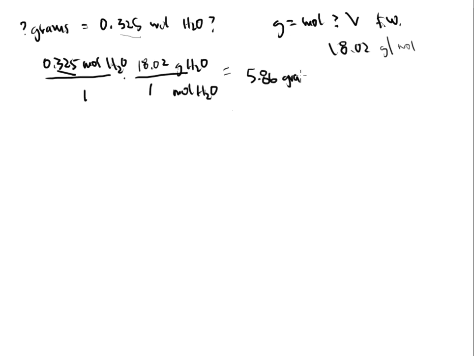5.86 grams. So what that means is that if I go into a lab and I weigh out 5.86 grams of water on a balance, and I look at it, physically look at that amount, I will have 0.325 moles of water in my weigh boat. That's all that it is. That's all that we're doing and nothing more. Okay? So that's how we use the mole number in order to convert one to another.